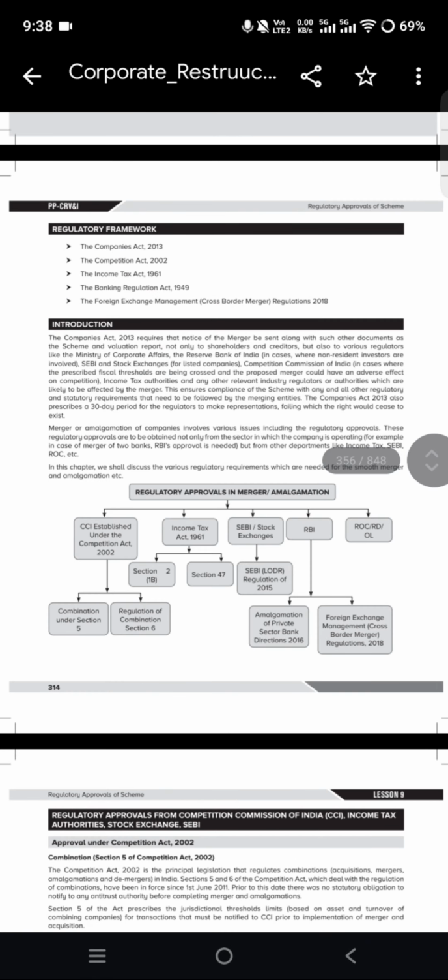Chapter 9, Regulatory Approvals. According to Rule 19, Sub-Rule 7, SEBI may waive off some of its regulations from compliance. Regulation 2, Scheme of Arrangement.